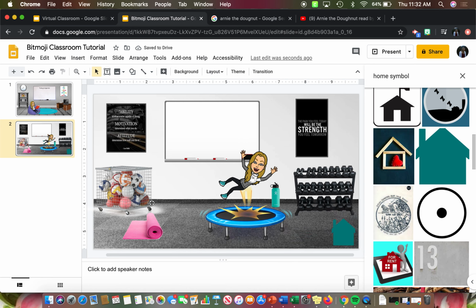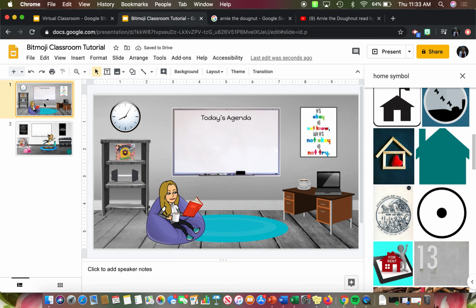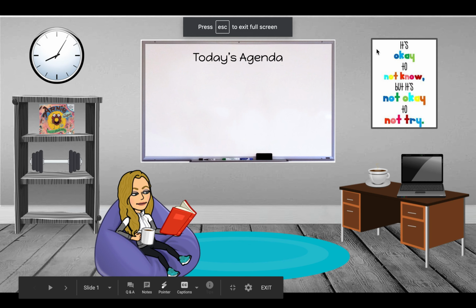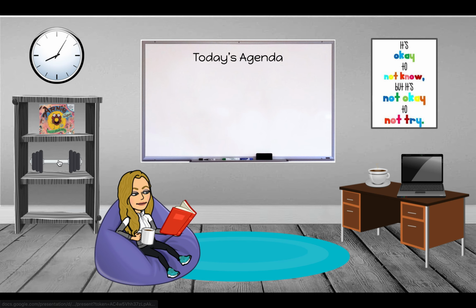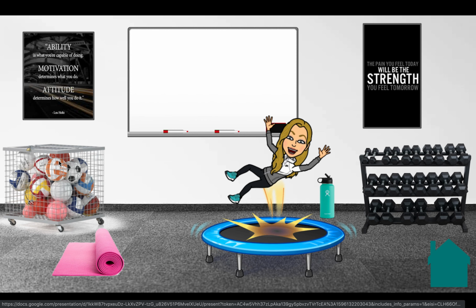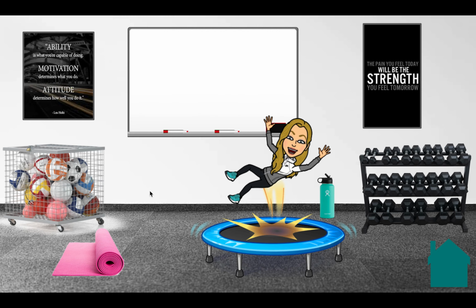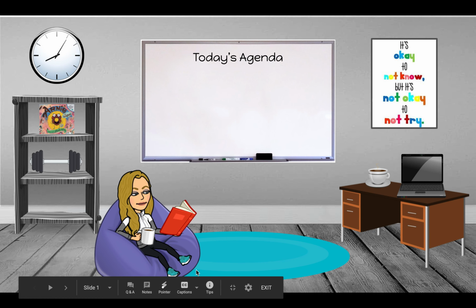Okay, so I'm going to just show you how this might look when you're in the view of a child or you're in present mode. Okay, so we'll go to present. Here's the first slide. Let's say we want to go to gym. We just click on it and boom, there we are. It moved us there. Okay, we're done with gym, but now we want to go back. Click that home button.